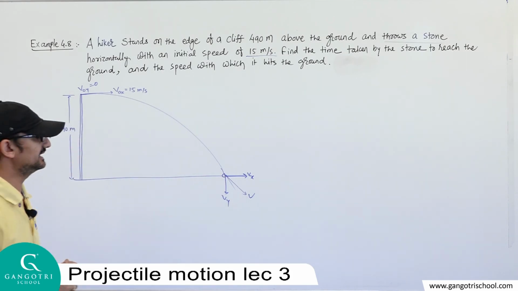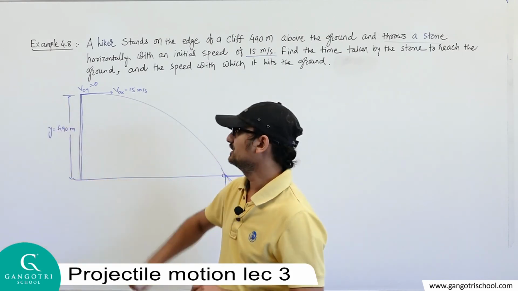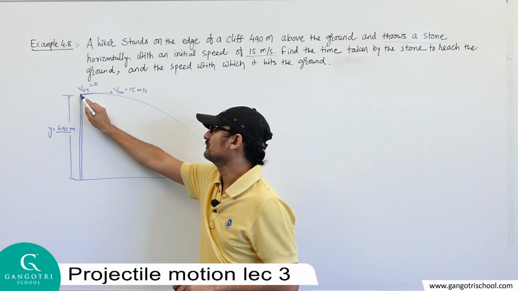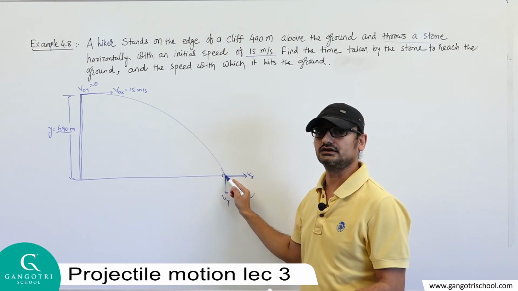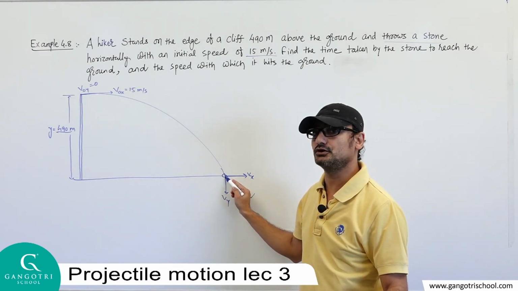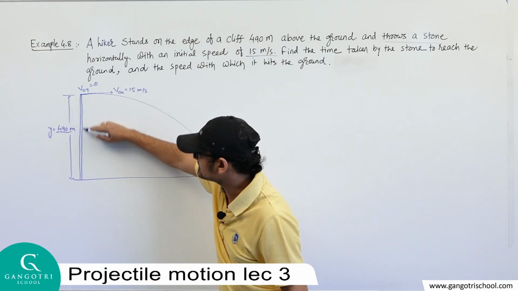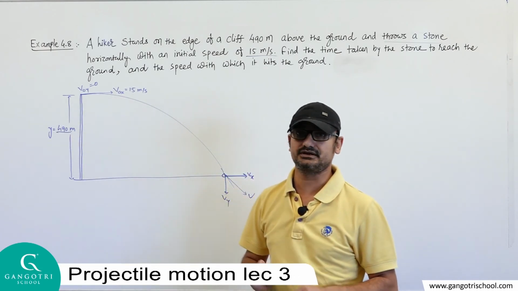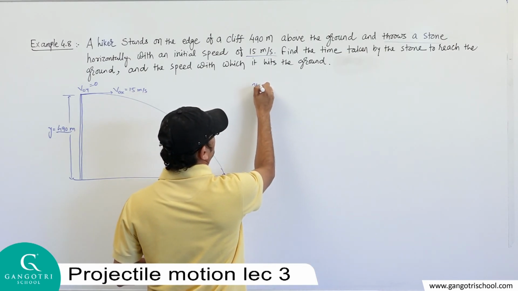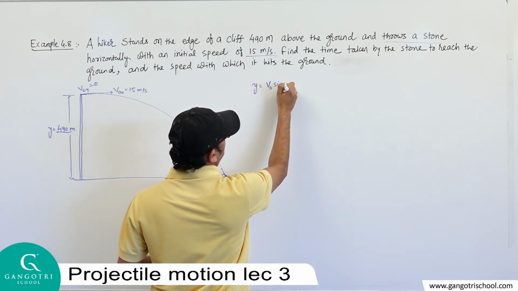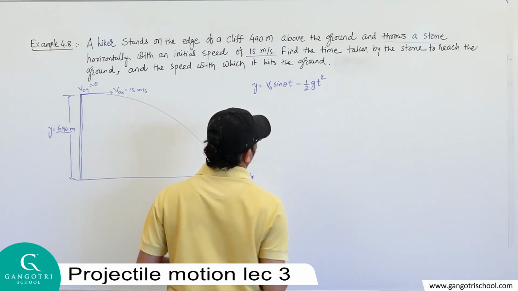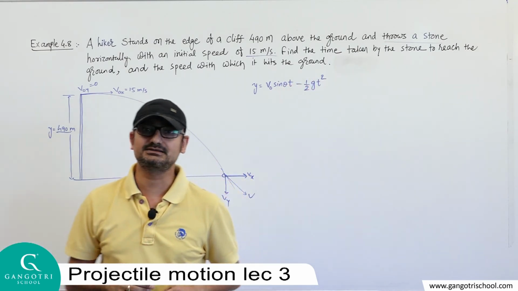Think logically. Initially the stone is at what height? 490 meters. Finally the stone falls on the ground, meaning at 0 height. So what will be the y displacement of the stone? The y displacement of the stone is 490 meters. So let's use the formula for y displacement: y displacement is v0 sin theta t minus half g t square. This is the formula of the y displacement.